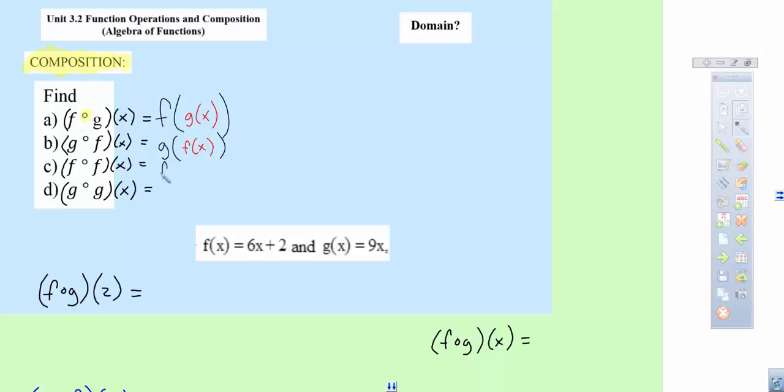Here, you're going to stick your f function inside of your f function. You're going to plug your f into your f. And on the last one, we're going to put our g inside of our g.